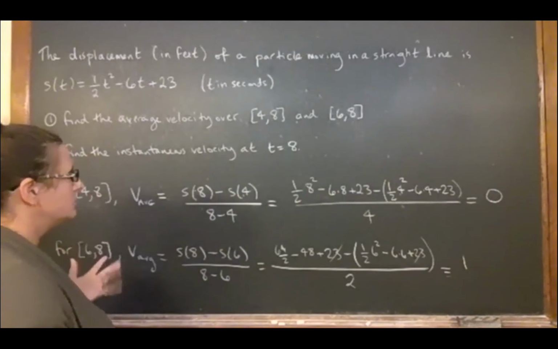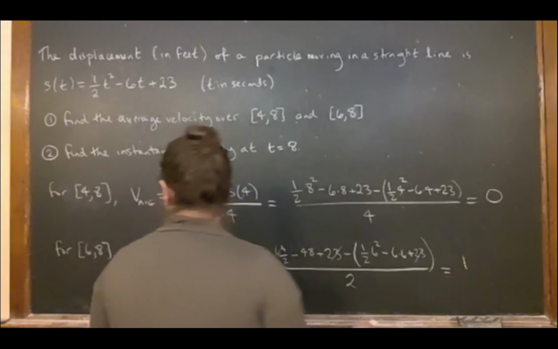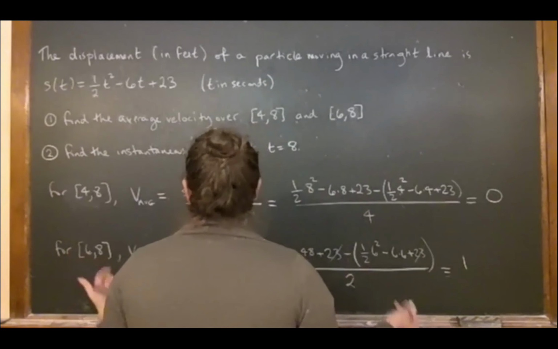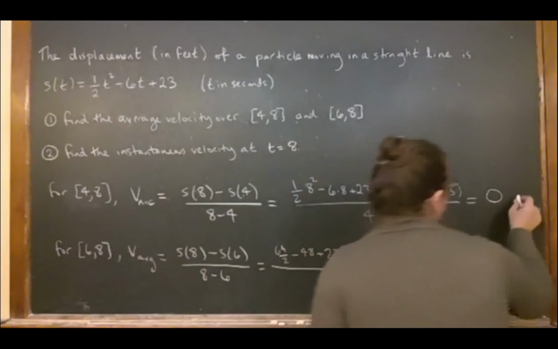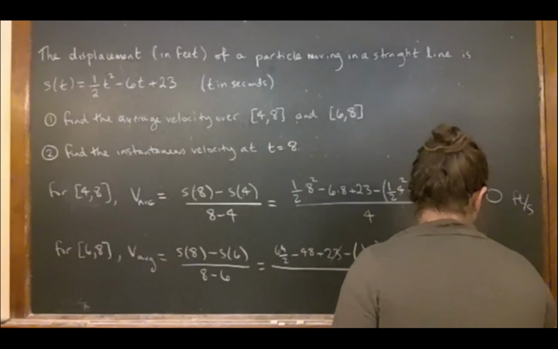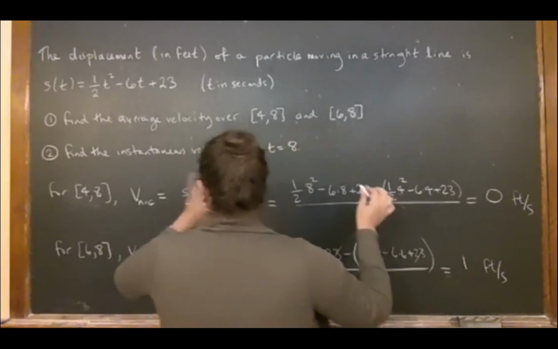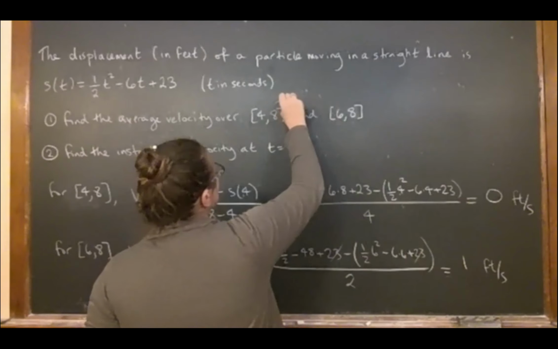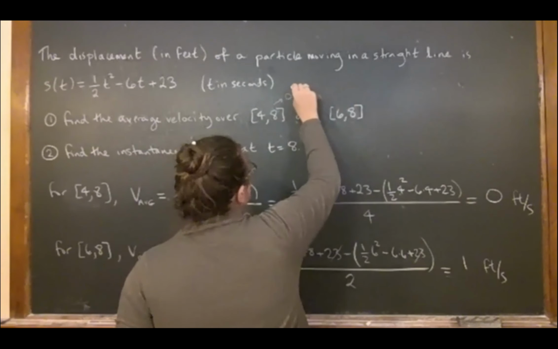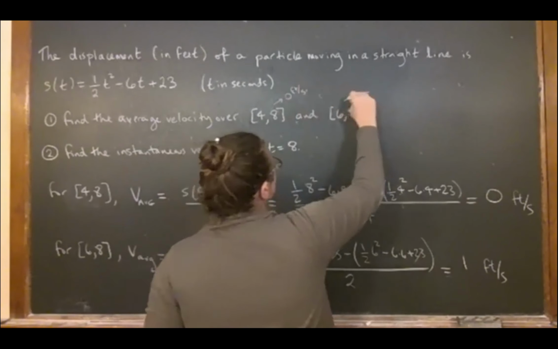So that's how I do those. You all know how to do those. These things should have units, right? It's an average velocity, so it should be feet per second. I'm going to put it up here because I need the space to do the limit. So this was 0. And this was 1.